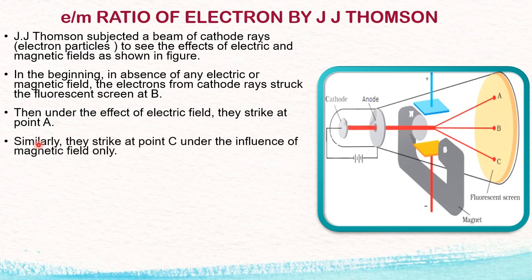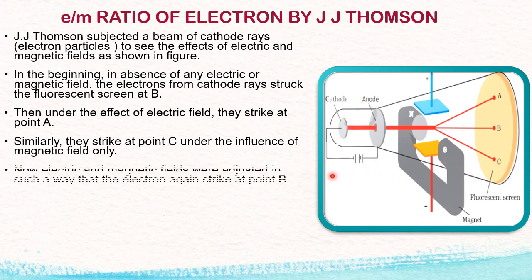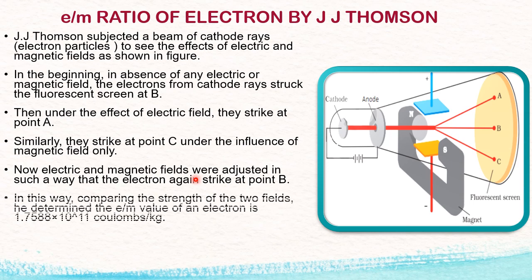Similarly, they strike at point C under the influence of the magnetic field. Now, the electric and magnetic fields were adjusted in such a way that the electrons again strike at point B. This he did with the help of some mathematics and physics, which is beyond this 11th class textbook. In this way, by carefully adjusting both the electric field and the magnetic field, he calculated the e/m value.